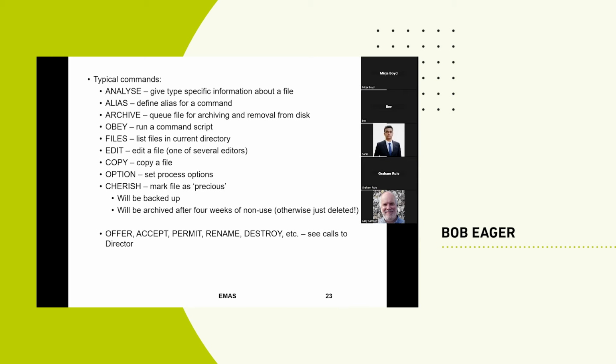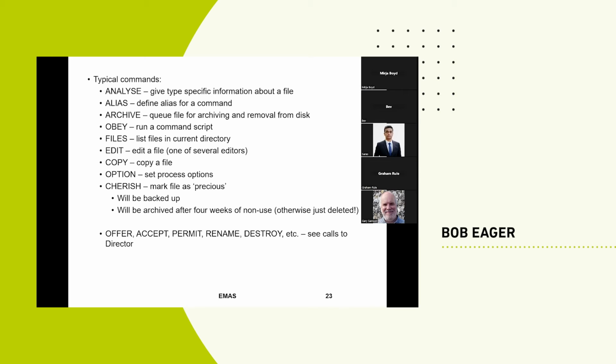Edit, edits a file. Lots of different editors you can set up, and they all have different names. Copy, copies a file very simply, unlike VMBK. Option would set lots of options in your process for yourself. One of the interesting ones was cherish. To cherish a file meant you were saying that you really care about this file, and therefore it will get backed up. If you don't cherish a file, it doesn't get backed up. And of course, people get burnt by that. Everyone got burnt at least once.